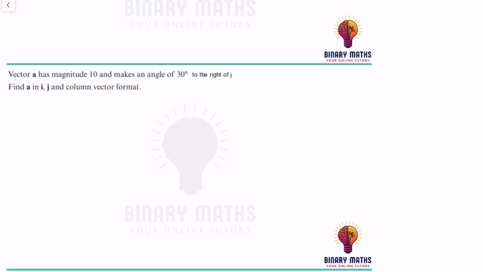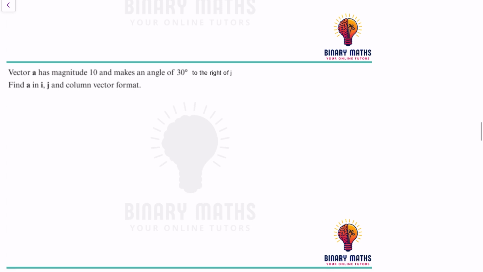Vector A has magnitude 10 and makes an angle of 30 degrees to the right of j. So you've got something which has a vector that has a magnitude of 10 and it's making an angle.